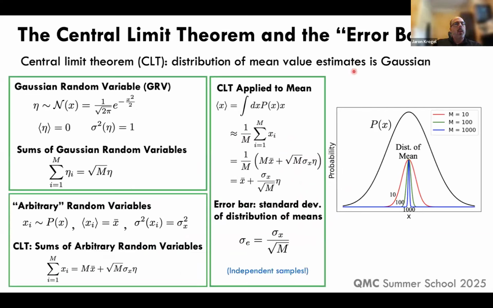Now, in order to account for this, we can use the central limit theorem and introduce what's ubiquitously called the error bar in our community. So the central limit theorem basically states that the distribution of mean value estimates is itself Gaussian distributed. In order to see that, let me introduce Gaussian random variables. So this eta, which is sampled from a normal distribution, a Gaussian distribution. You can think of eta as being the whole entire collection of samples that can be taken from the distribution. So in a sense, it represents the distribution itself.